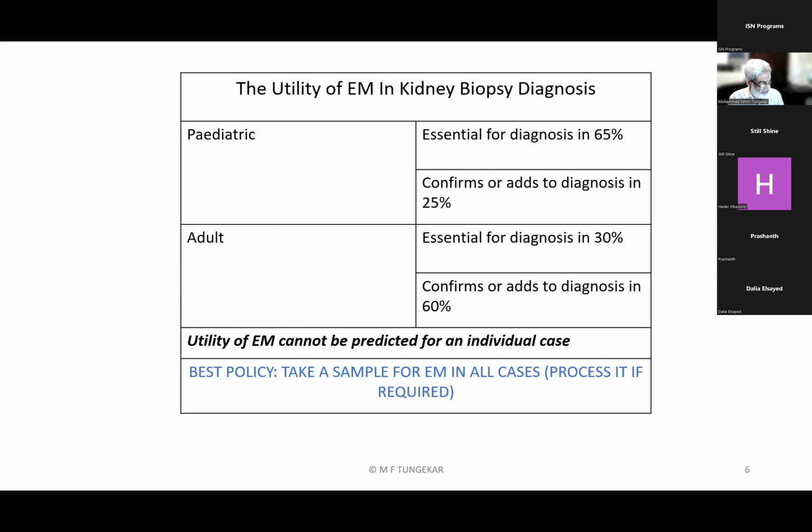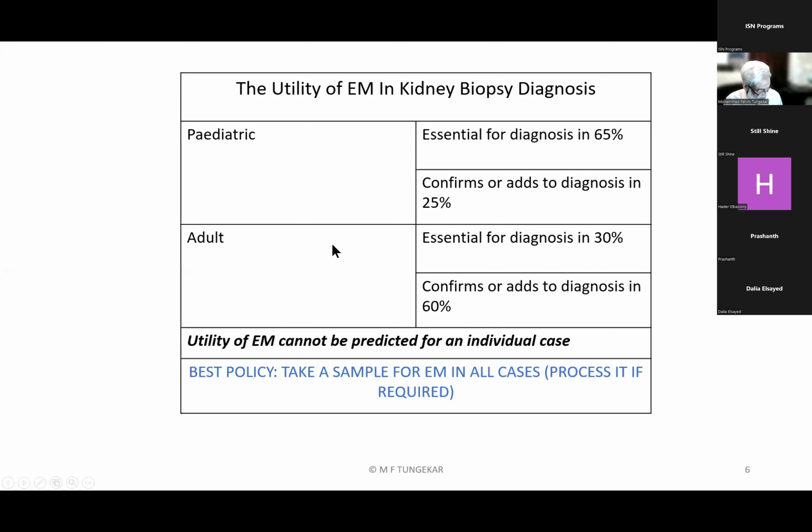Now, let's consider what is the usefulness or utility of EM in kidney biopsy diagnosis. Please note that these figures in this column here, I have tried to take an average from various publications. So in a single paper, you will not find these figures. I may take an average from several publications. So let's look at the pediatric biopsy. In pediatric kidney biopsies, EM is considered essential for nearly 2/3 of cases. And it confirms or adds to diagnosis in about 1/4 of cases.